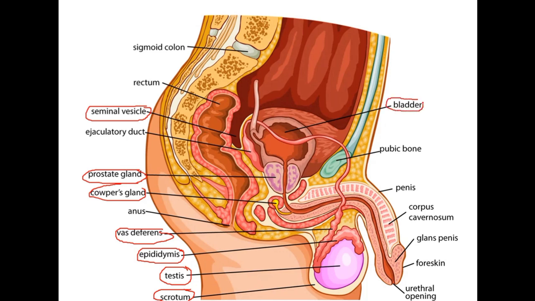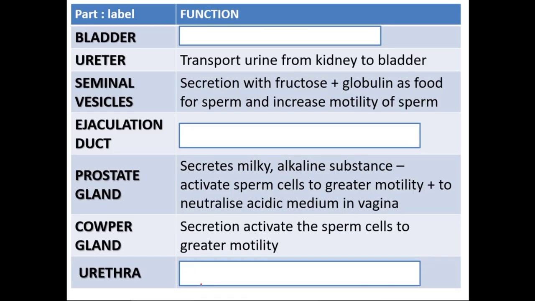Now, because this is work you have done before, I'm going to put up this diagram and just give you, let's say, 1 or 2 minutes. There is this one and there is one after this as well for you to just fill in the function of the white blocks that I've blocked out. So I've given you a few there. I give you the function of the urethra. I give you the function of the seminal vesicle, the prostate gland, and the Cowper gland.